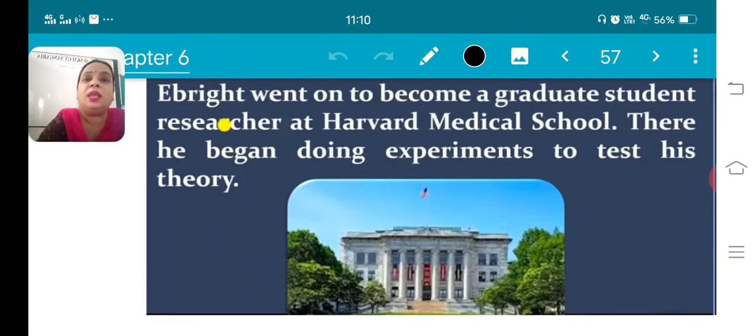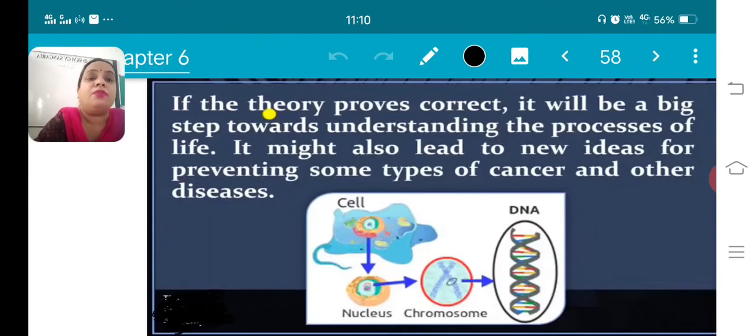Then Ebrard went on to become a graduate student researcher at Harvard Medical School. There he began doing experiments to test the theory. So here he became a graduate student researcher and started doing practical experiments to test his theory. If the theory proves correct, it will be a big step towards understanding the processes of life. It might also lead to new ideas for preventing some types of cancers and other diseases.